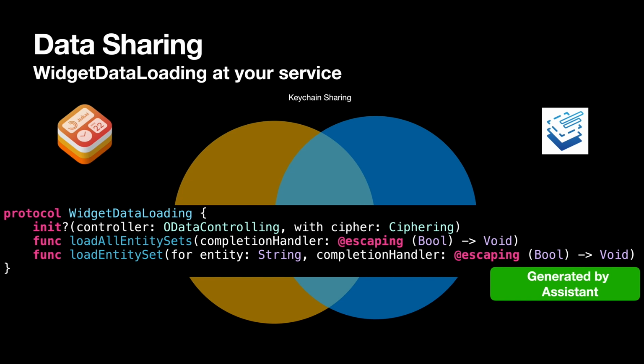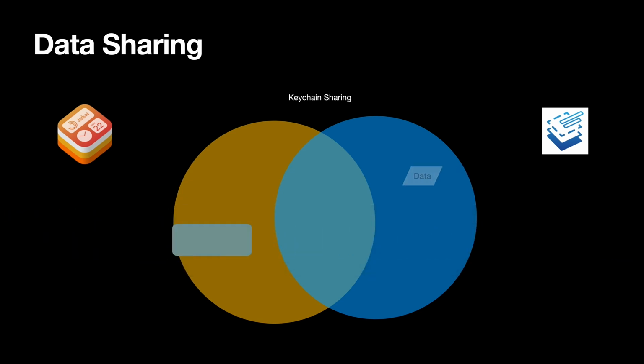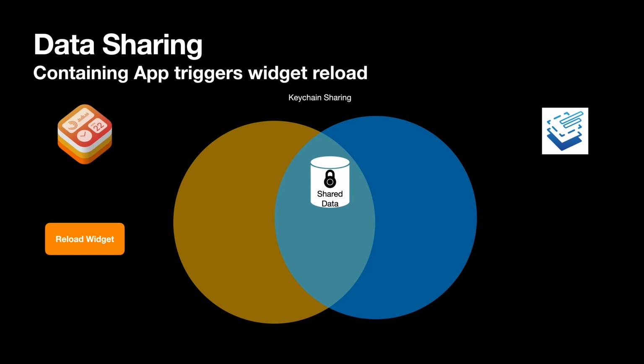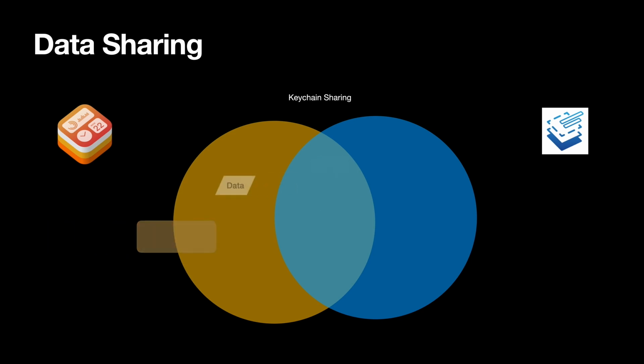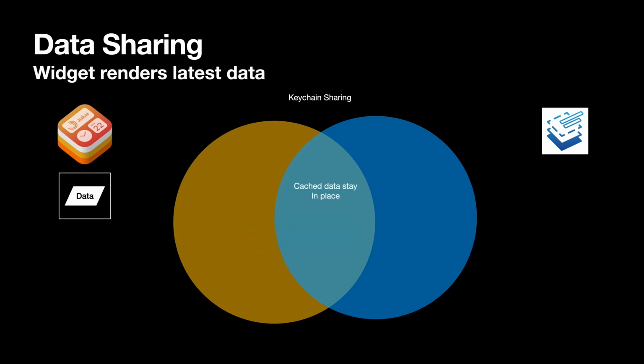As this is a generated code artifact, you as an app developer have full control over it and you can change it to your needs. The cache data will be updated in the shared store and the containing app will request WidgetKit to reload the widget. Then WidgetKit takes the updated information and re-renders its views.